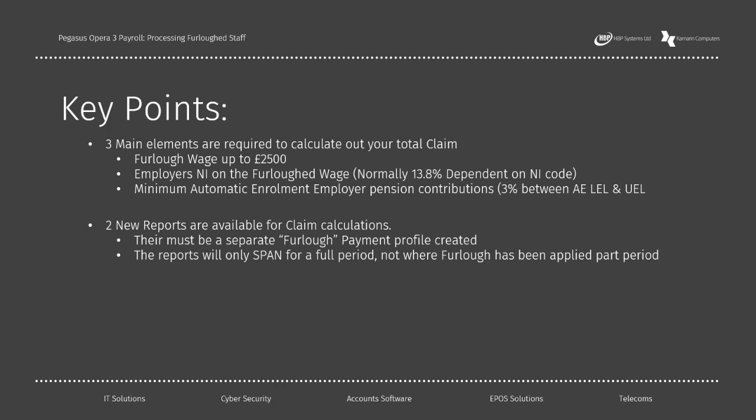And the minimum auto-enrolment employer pension contributions, which is your 3% between your earnings limits. We have two brand new reports available to help with those claims, both available through the advanced pay and deductions under the EOI special reports section of the payroll system.